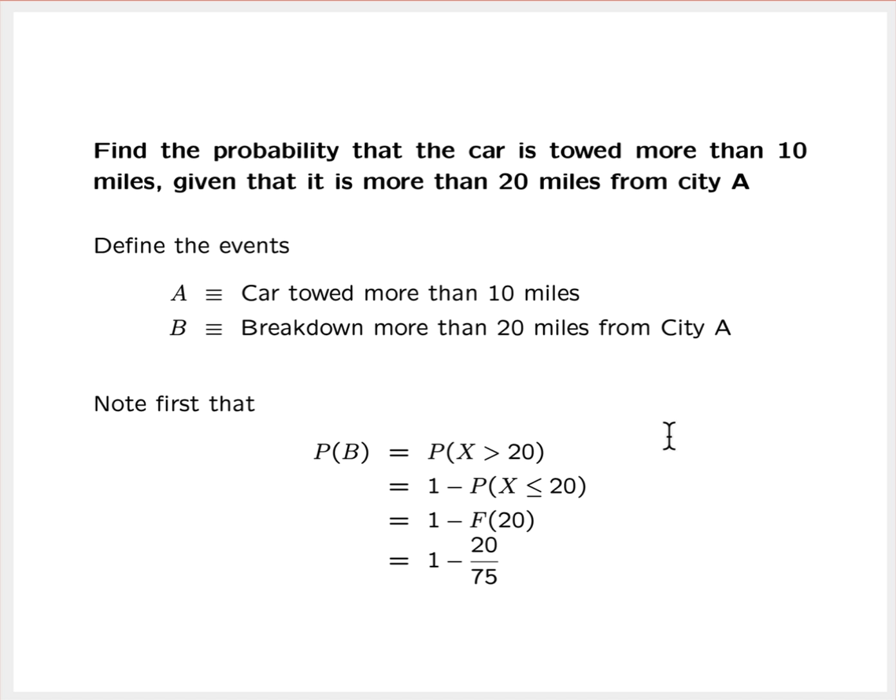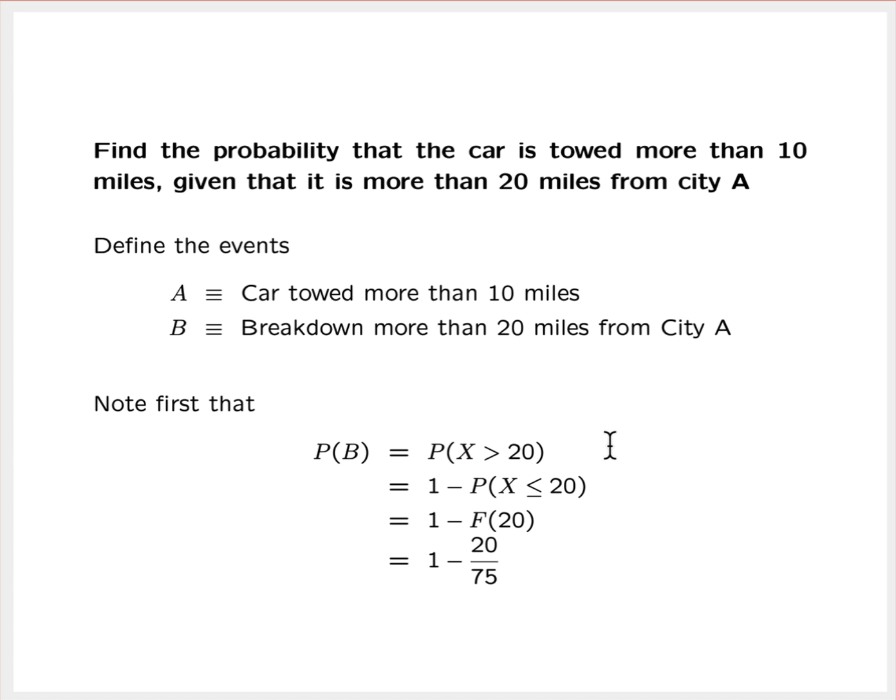The first thing I need here is to find the probability of the conditioning event, the probability of B, expressed in terms of the random variable x. The event B is the event that x is greater than 20.